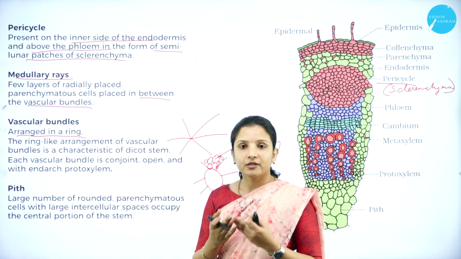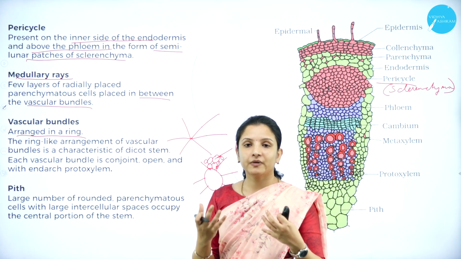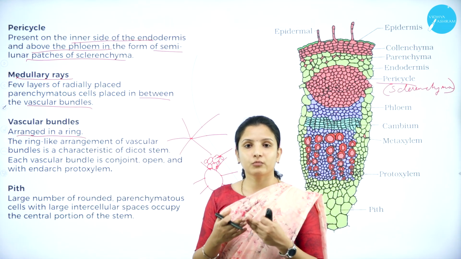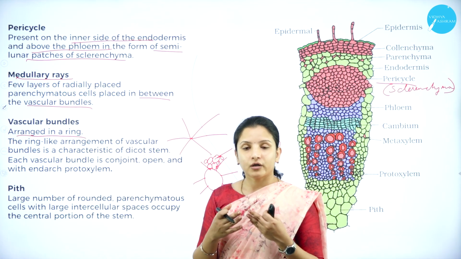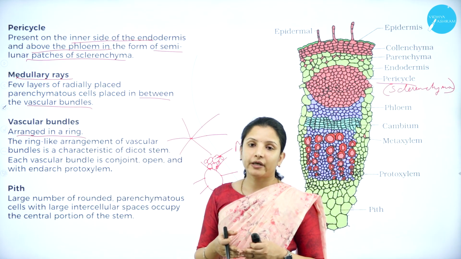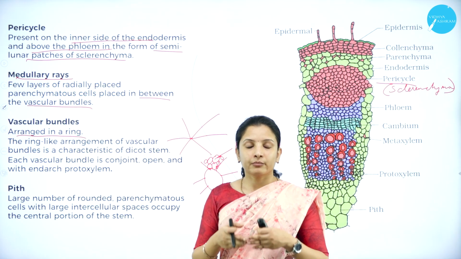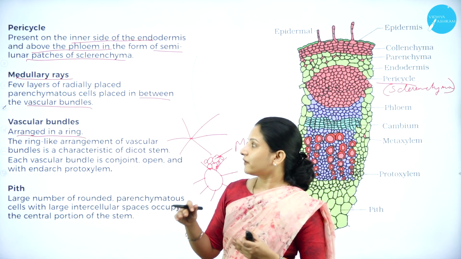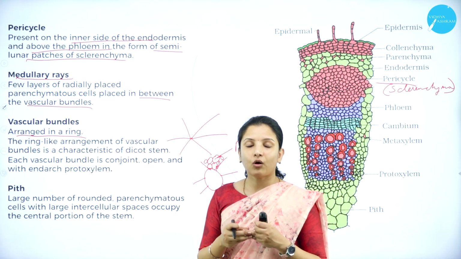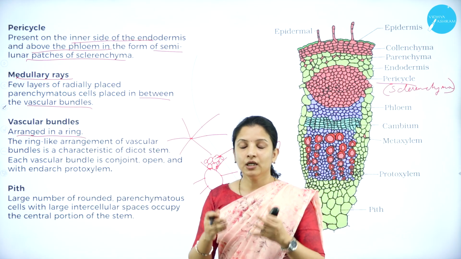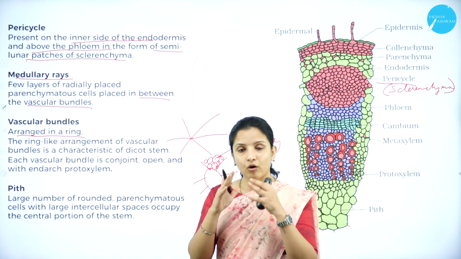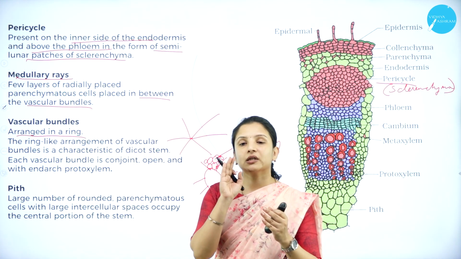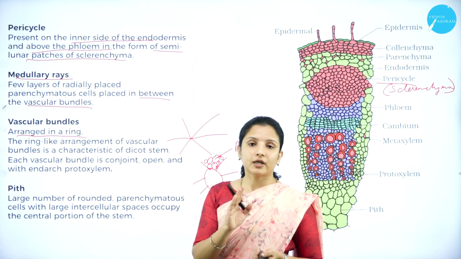So remember, I told you, if somebody places a permanent slide of a dicot stem or a monocot stem under the microscope, or a dicot root and a monocot root, without any labeling, just by looking at the stele. So what is the stele? The region of the vascular bundles and the pith, all that together constitutes the stele. So by just looking at the stele or the arrangement of the vascular bundles, you can easily identify whether it is a monocot stem or a dicot stem, or a dicot root or a monocot root.